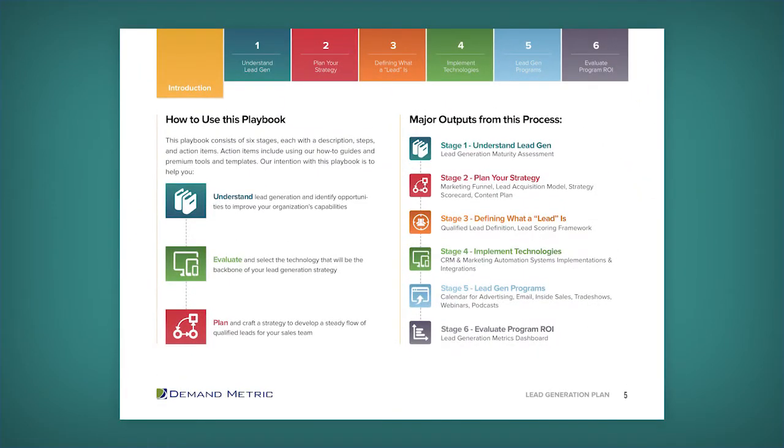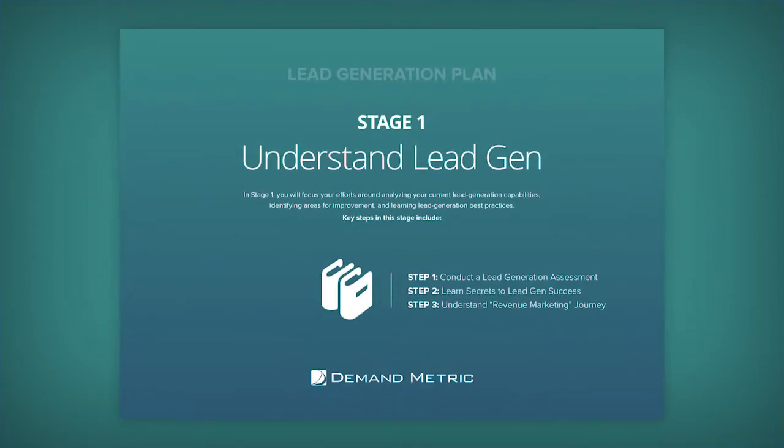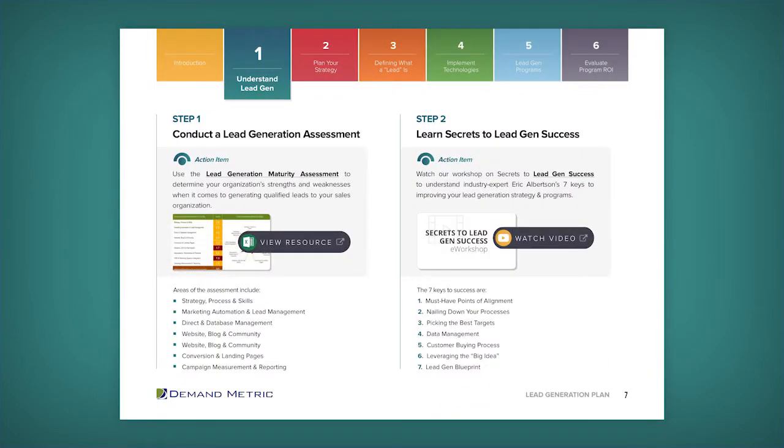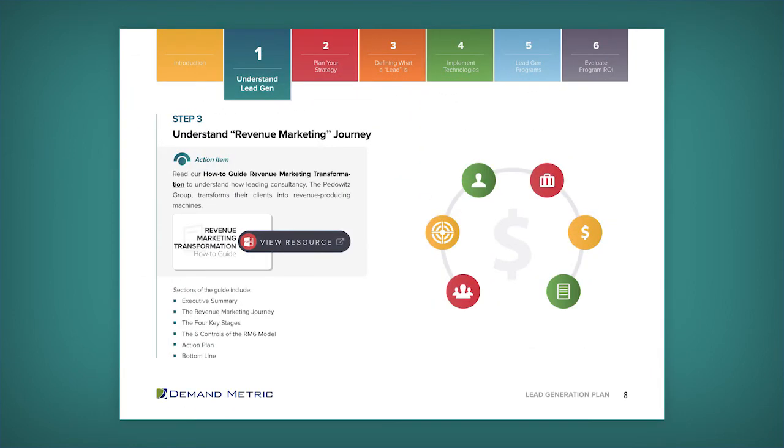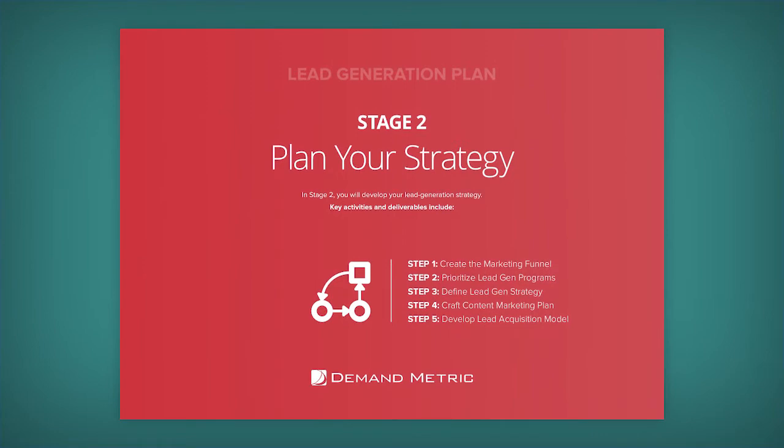Our playbooks are filled with links to our practical modern marketing tools, templates, and training, which are organized stage by stage, step by step, starting with stage number 1, understanding lead gen. Here, your first step is to conduct a lead generation assessment, learn the secrets to lead gen success, and understand the revenue marketing journey. In stage number 2, we're going to plan your strategy.